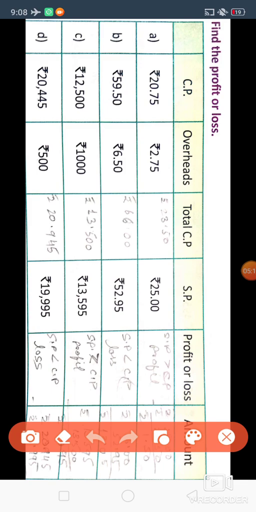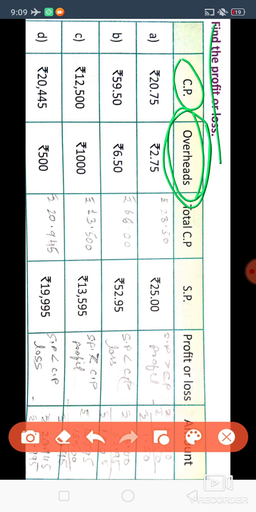Now come to the next table. Find profit or loss. In this case, look at here. Cost price is given and overhead is also given. Overhead means what? Extra money. So how much you are buying, and the extra money you are paying after buying, that is your overhead. So that will become your total cost price, total CP.